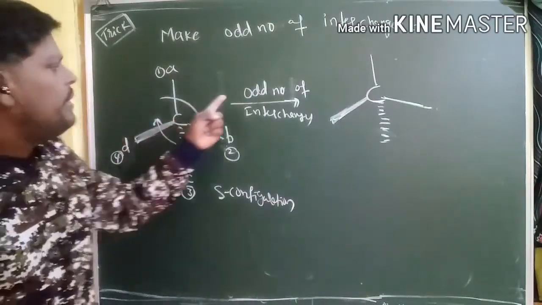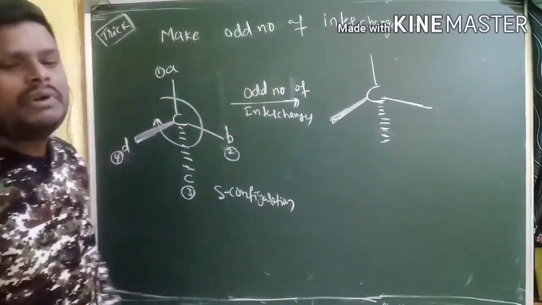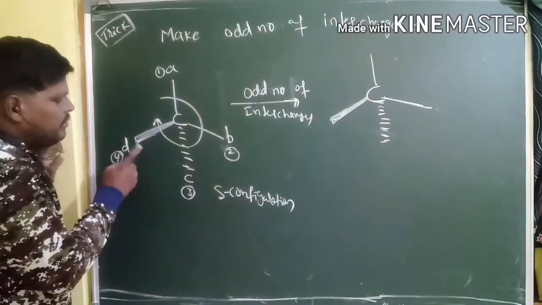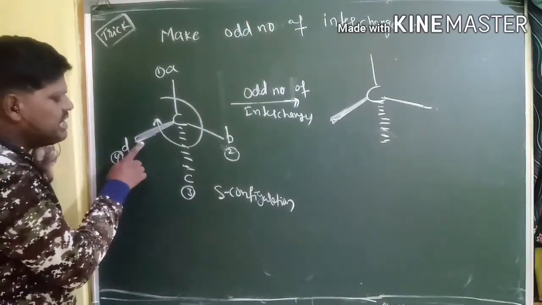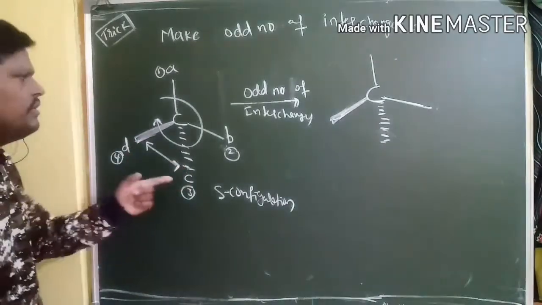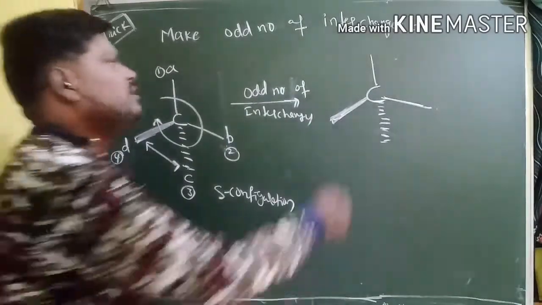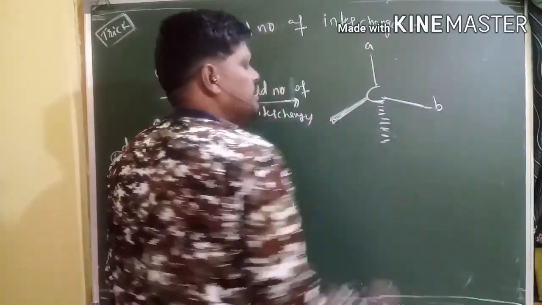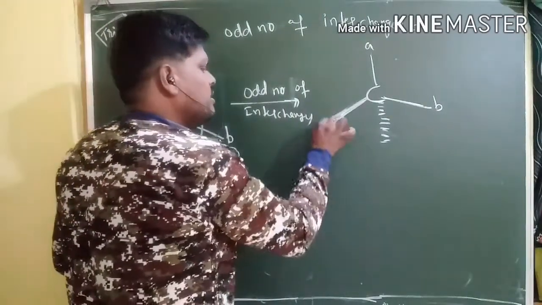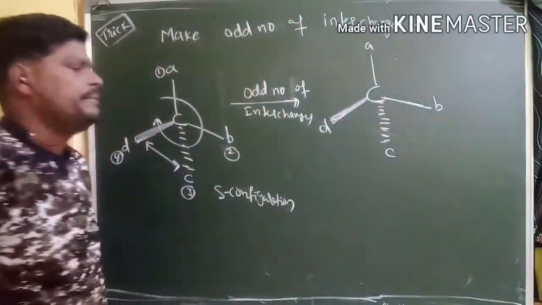Right, now make odd number of interchanges. What is the meaning of odd number of interchanges here? Interchange only between the wedge and the broken wedge. Only these two lines are interchanged here. Right, these two never change. So that's why A is here and B also here. But C will appear here, D will appear here. That's why you can write D is there and C will appear here.